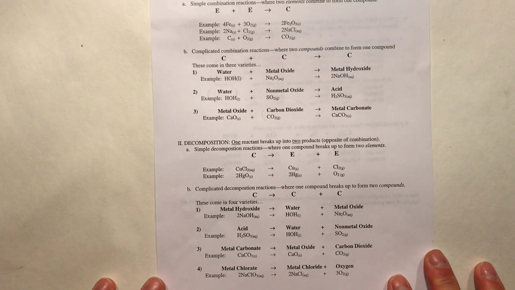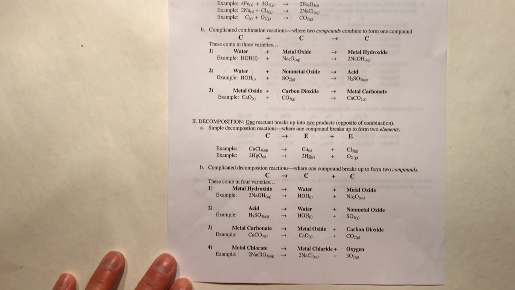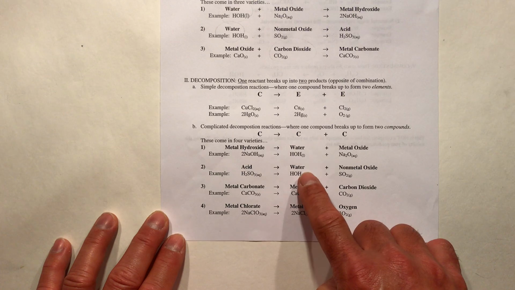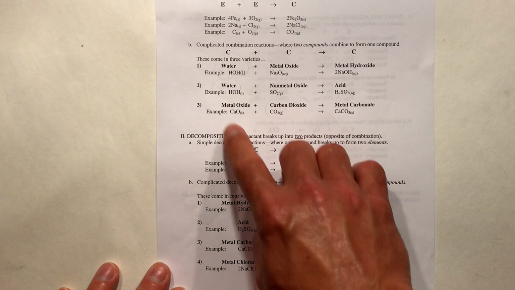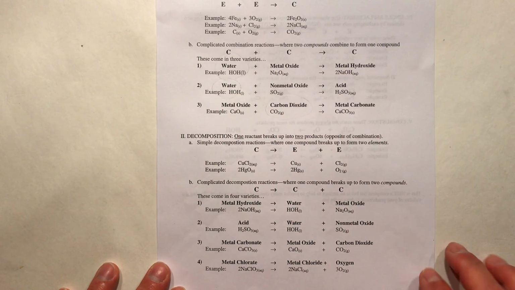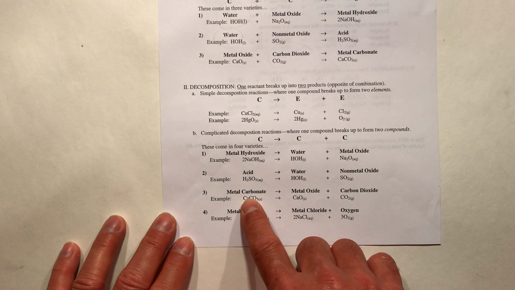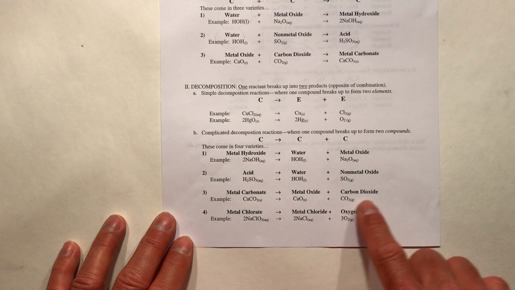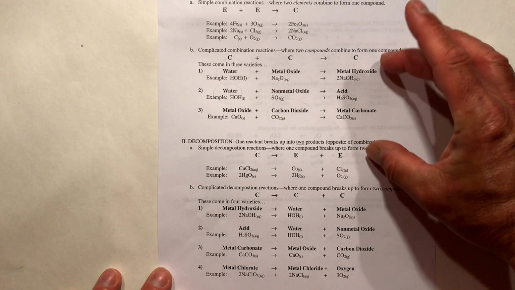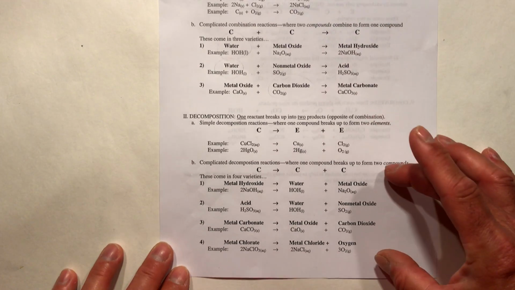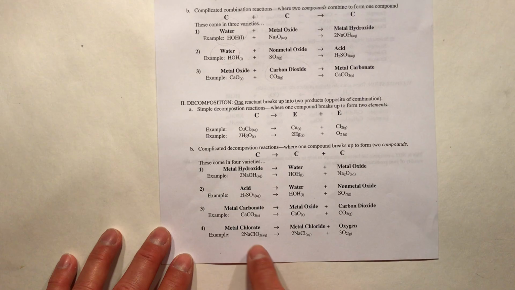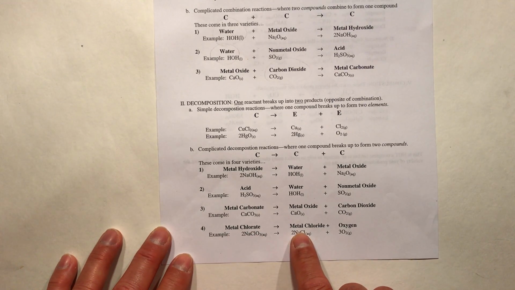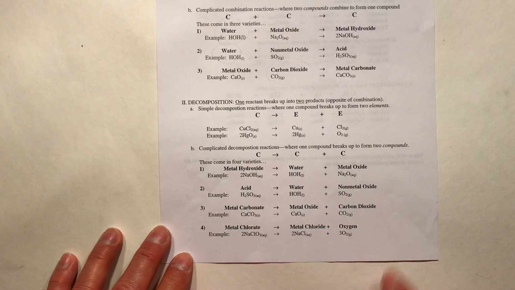metal oxide. For synthesis, water and a nonmetal oxide forms an acid, or an acid forms water and a nonmetal oxide. And for synthesis, metal oxide and carbon dioxide forms a metal carbonate, and for decomposition, a metal carbonate forms a metal oxide and carbon dioxide. So these three complicated synthesis reactions are opposite for these first three complicated decomposition reactions. And then there's another one thrown on here. A metal chlorate decomposes to form a metal chloride and oxygen. Let's look at examples of these in more detail.